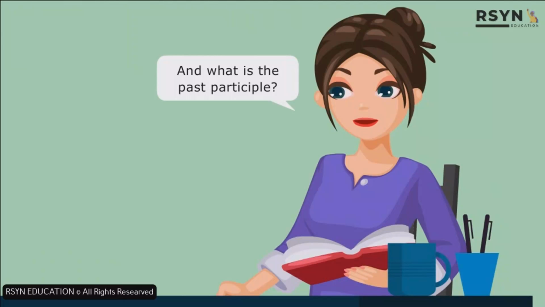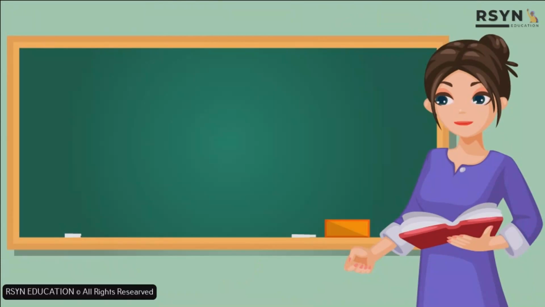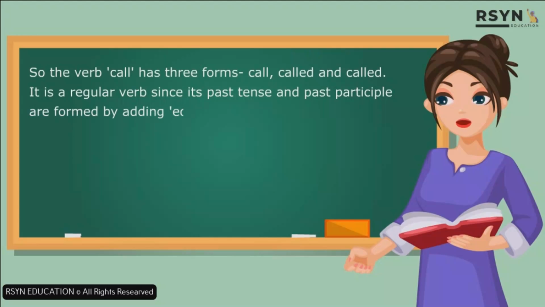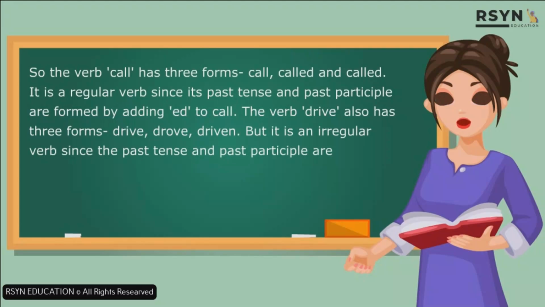It is driven. So the verb call has three forms: call, called, and called. It is a regular verb since its past tense and past participle are formed by adding ed to call. The verb drive also has three forms: drive, drove, driven. But it is an irregular verb since the past tense and past participle are not formed by adding ed but in some other way.